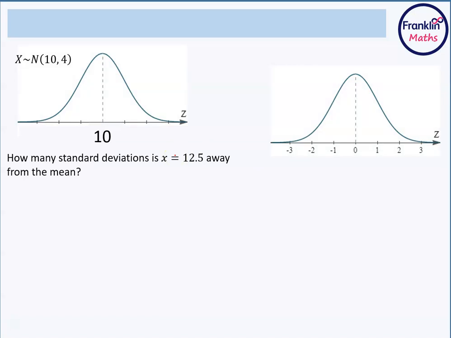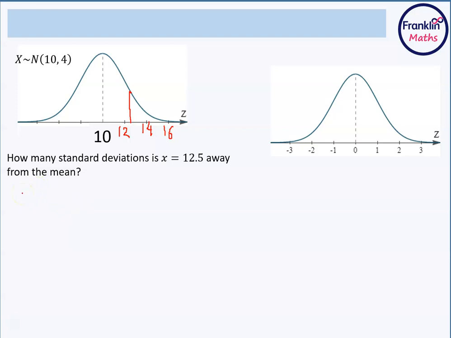Okay, so the question is, how many standard deviations away is x equals 12.5 away from the mean? So we know from earlier this number here is 12, this number here is 14, this number here is 16. Okay, and so I can sort of see how many standard deviations away it is. It's definitely 1, isn't it? 1 and a bit.